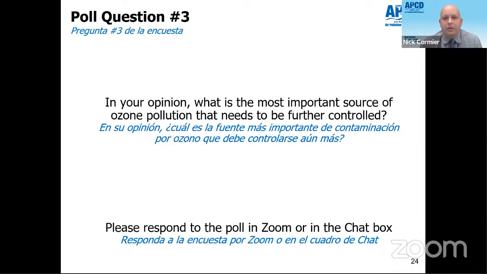Okay, I think we'll go ahead and close the poll. And we'll see the results. It looks like the overwhelming majority of folks here tonight are very interested in controlling on-road mobile sources, followed by off-road mobile sources, and then kind of split between area-wide and stationary sources. So thank you everyone for responding to that poll. That is useful information for us as well.